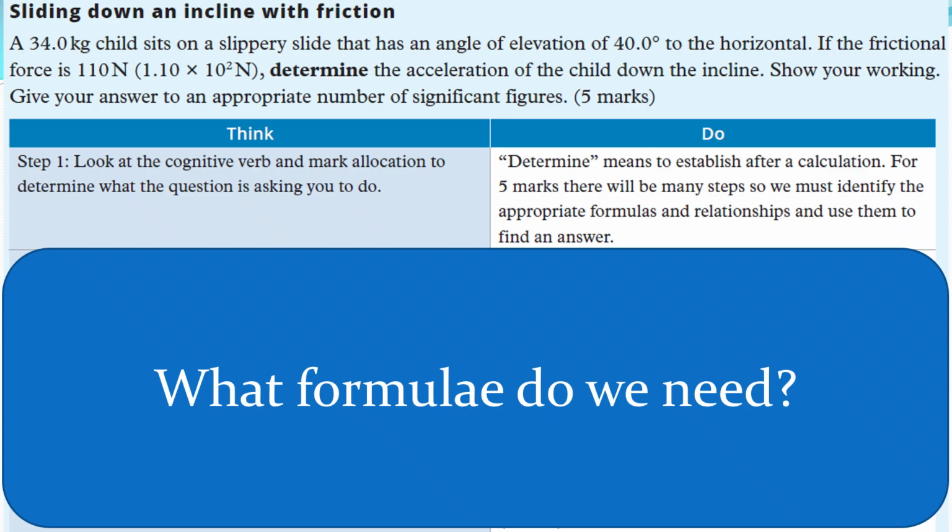All right, a 34 kilogram child is what we have. There's our mass. Sits on a slippery slide, has an angle of 40 degrees. There's our angle there. We've got a frictional force of 110 newtons holding it back. Determine the acceleration down the incline. So work it out using our calculations. So think about our incline. There's our child sitting on it. We know that he or she has a force of its weight, which we can resolve into the force parallel, but there's going to be the force of friction holding it back, which was our 110 newtons.